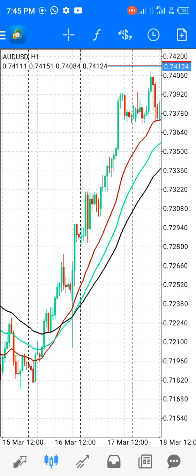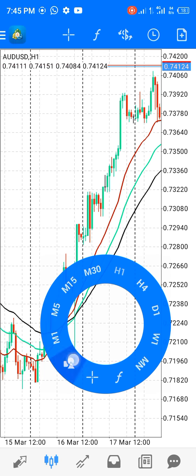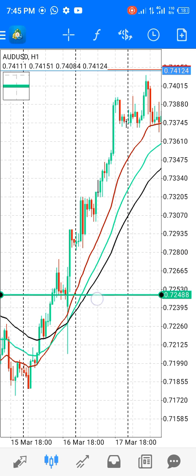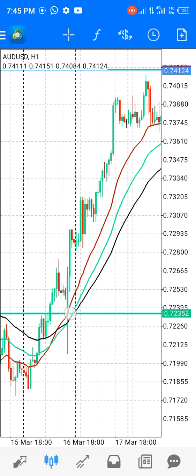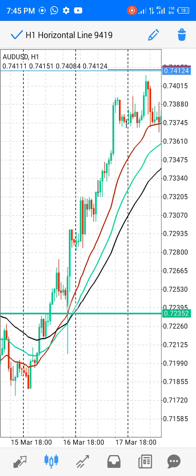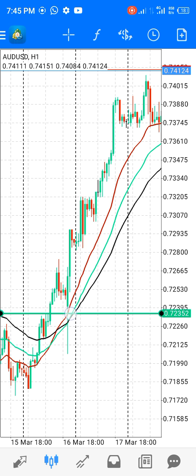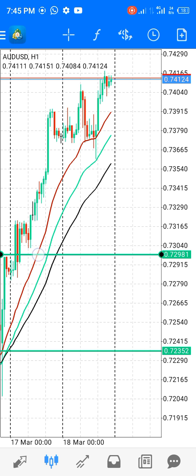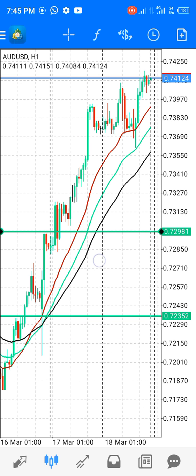You take your profit at the next support. Let's say for instance you entered here, when the market pulled to this place, you took your buy trade. Your next take profit would have been at this very point.